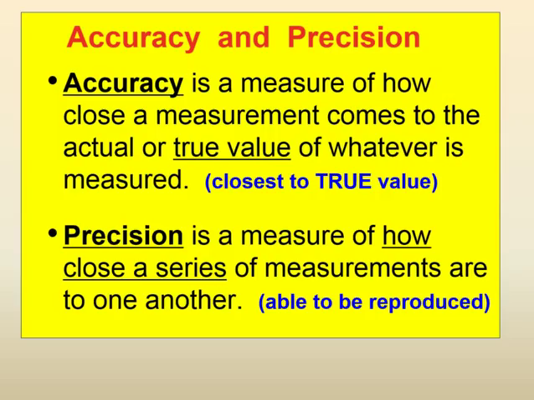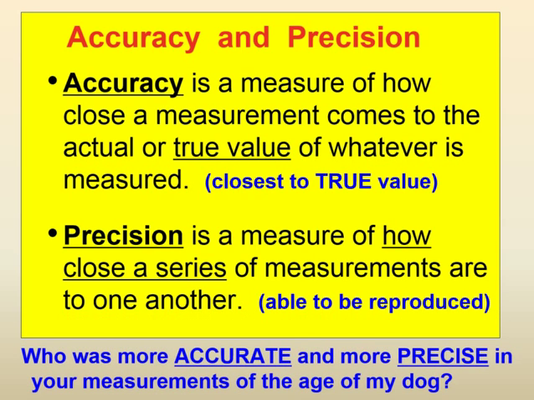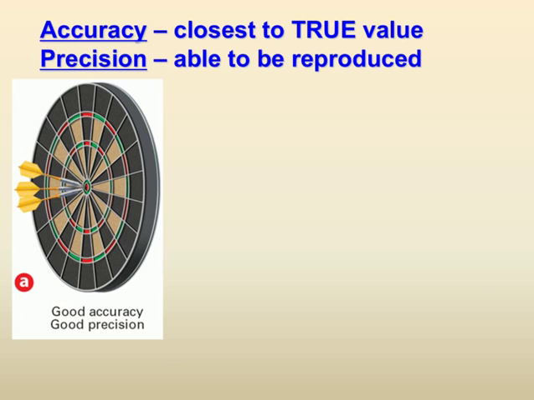Now we're going to use an example where we try to guess how old my dog is, and you're going to be thinking about whether or not you yourself were accurate, and compare your potential answer to the potential answer of your classmates. Again, accuracy is closest to true value. Precision is your ability to be reproduced, or the measurement's ability to be reproduced.